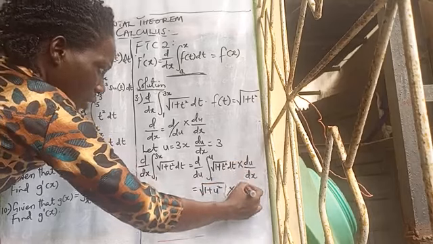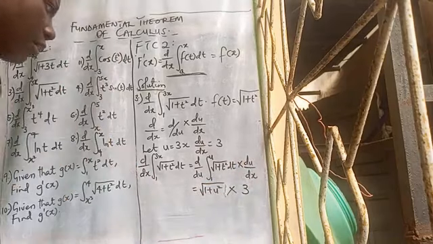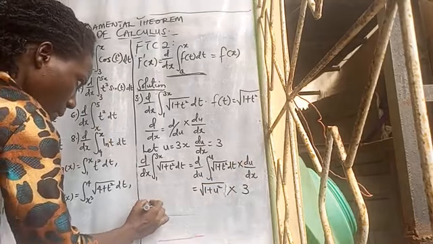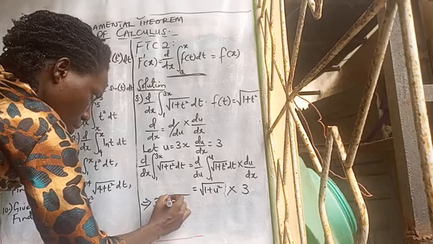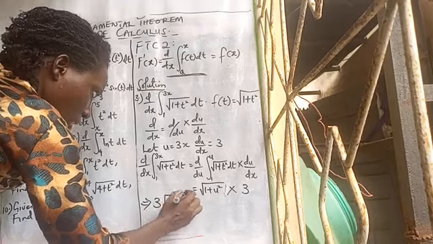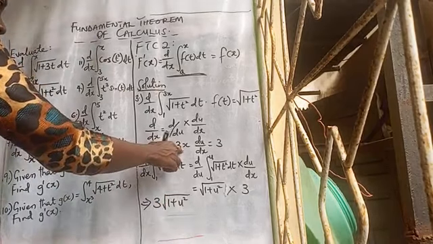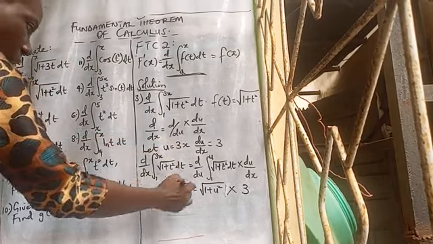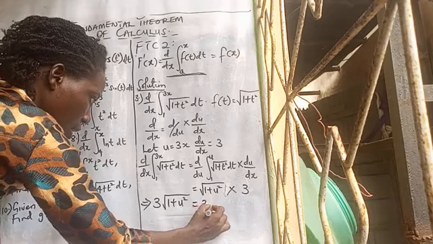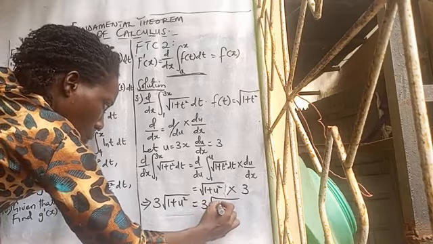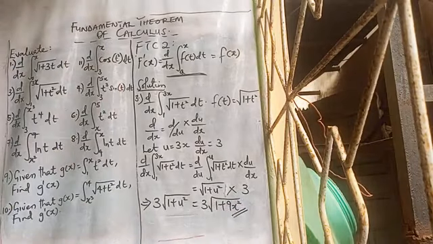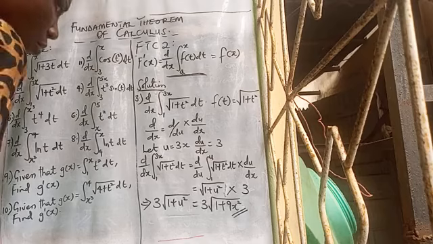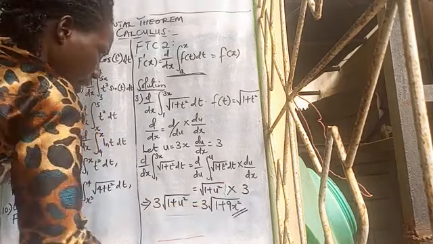times, what's our du/dx? Our du/dx is 3. So that gives us 3 times the square root of 1 plus u squared. But remember that our u is 3x. And so that gives us 3 times the square root of 1 plus 9x squared. I hope you get that. You can pause the video and take a look at it again.